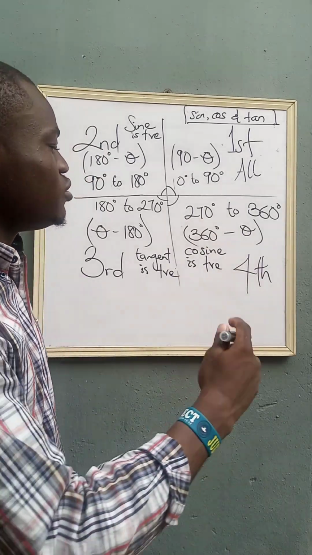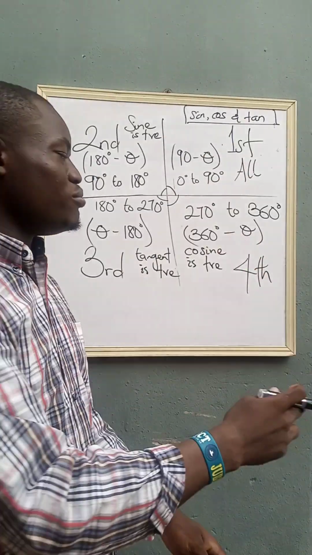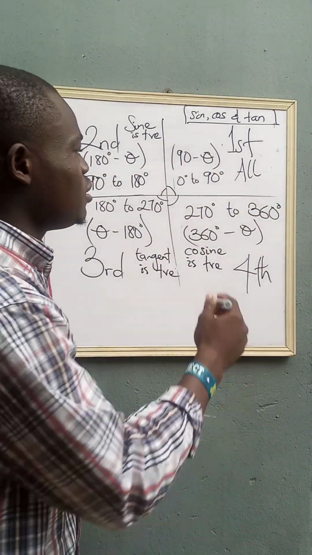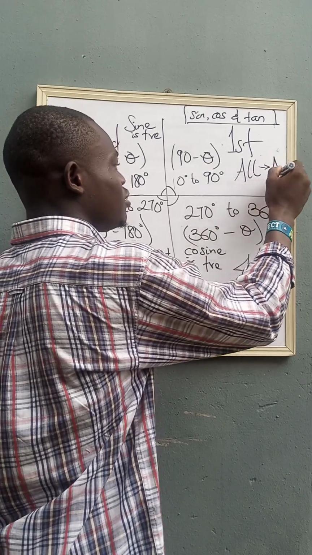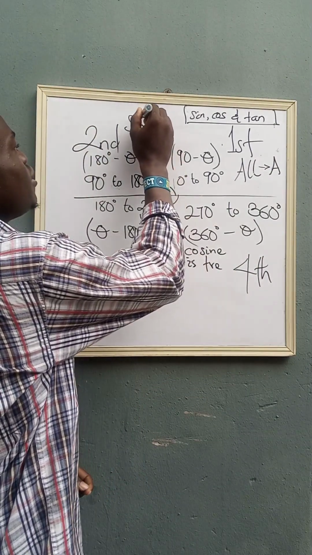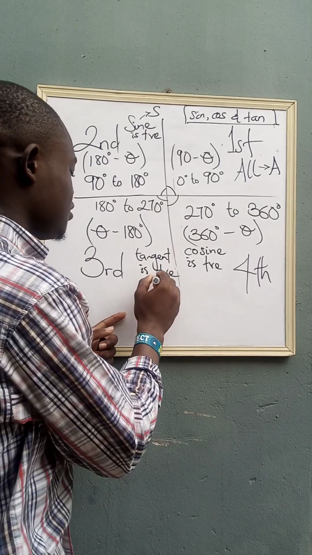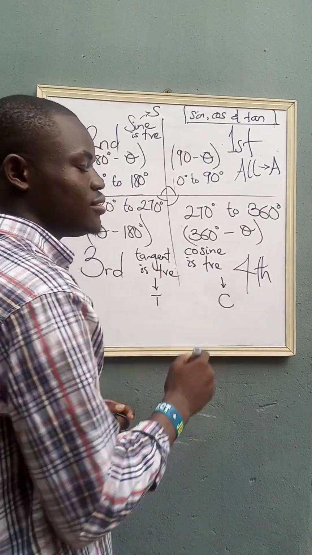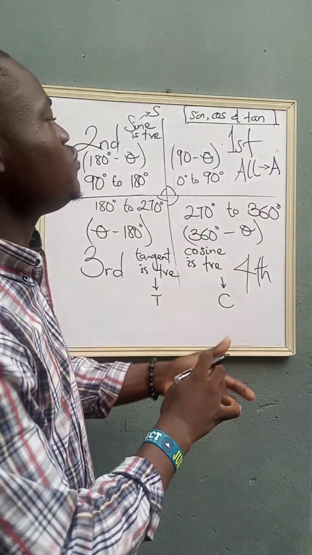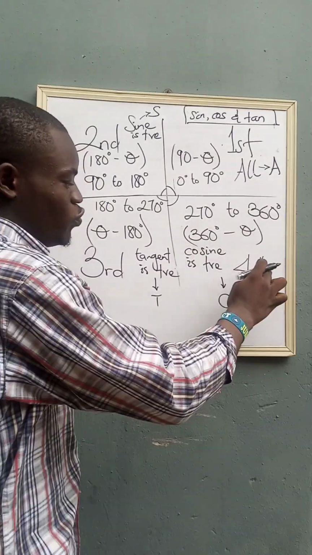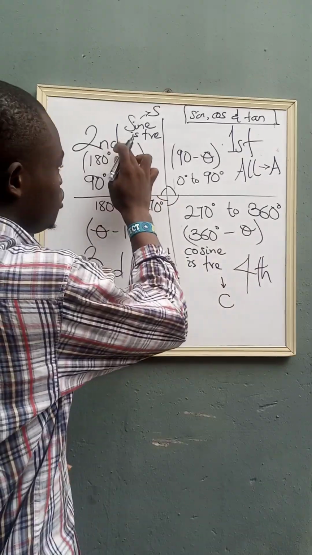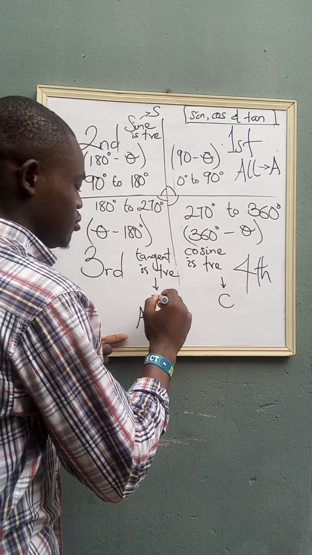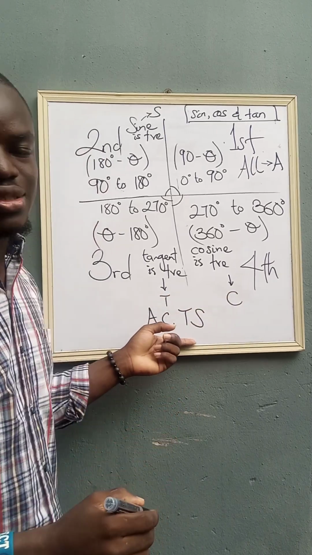Now there's an abbreviation you can use to always remember which of them is positive and which is negative for each of the quadrants. Here we can say this is A. Here we can say this is S. Here we can say this is T. And here this is C. Now, counting from your first quadrant through your fourth, through the third, down to the second quadrant, you can form A, C, T, S.